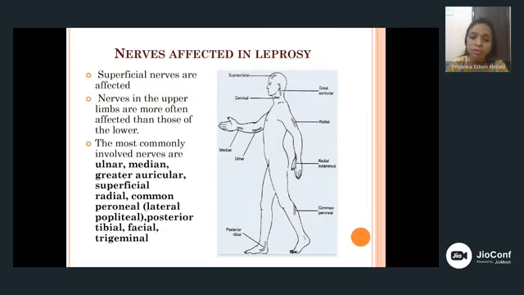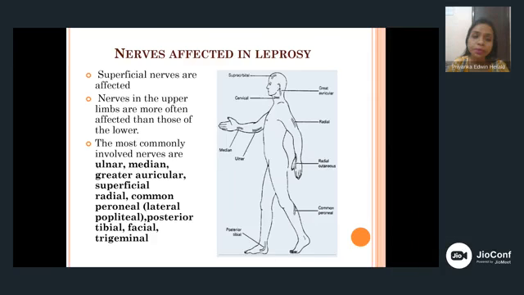Now, very importantly, we have to know which nerves are affected in leprosy. The first and foremost, very important point is that only the superficial nerves are affected. Only the peripheral or superficial nerves are affected. Why? Because Mycobacterium leprae has an affinity towards the cooler parts of the body. So it never affects the deep seated nerves inside the body. It always affects the superficial nerves which lie over the bone or very near the skin. Only then do they get affected.